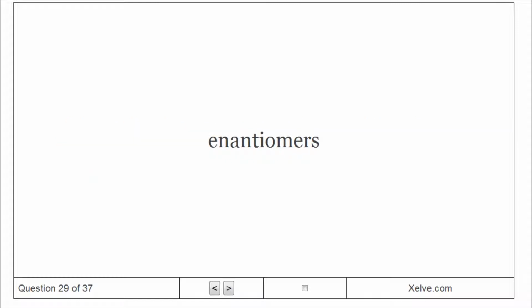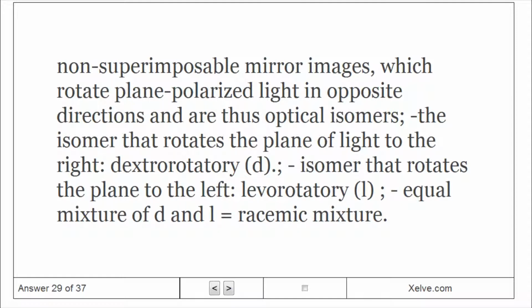Enantiomers. Non-superimposable mirror images which rotate plane polarized light in opposite directions and are thus optical isomers. The isomer that rotates the plane of light to the right is dextrorotatory. The isomer that rotates the plane to the left is levorotatory. An equal mixture of D and L equals a racemic mixture.